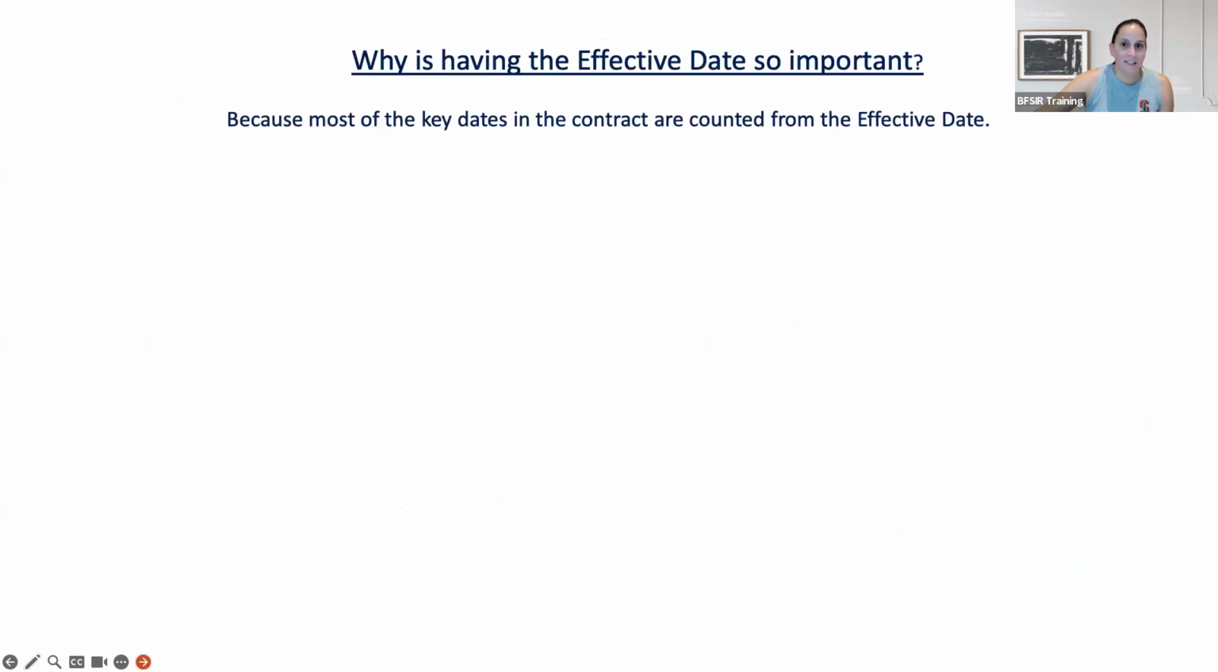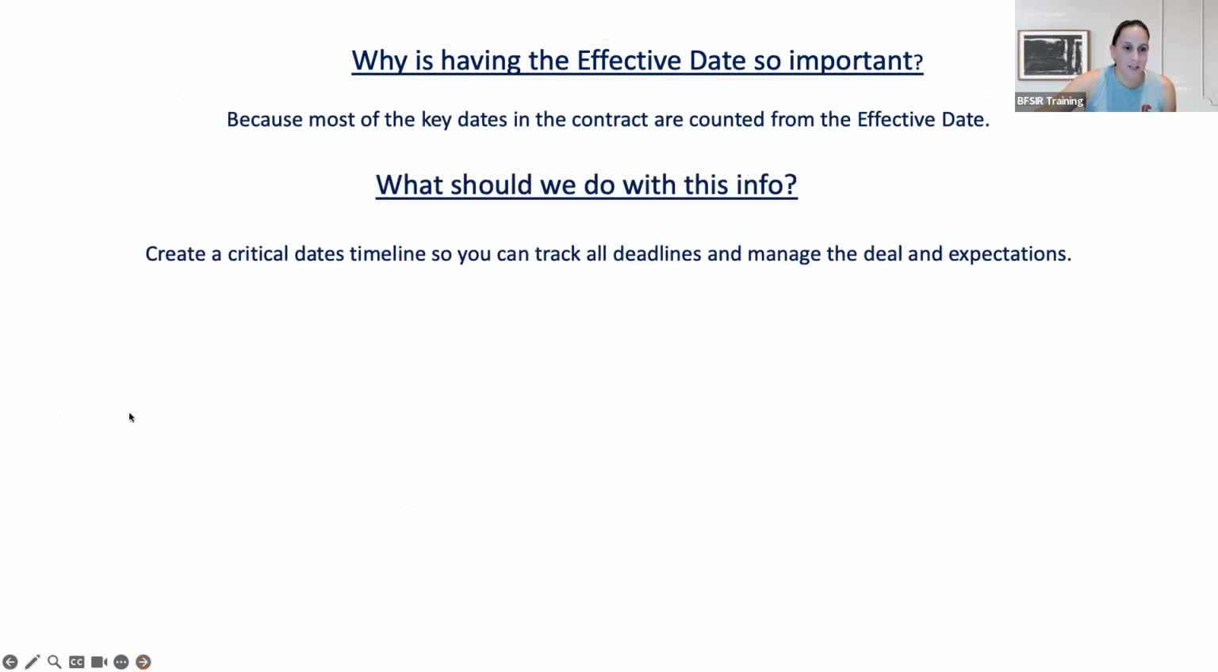Okay, so why is having the effective date important, right? Because most of the key dates in the contract count from there. And what do we do with this information? Create a critical dates timeline so you can track all deadlines and manage the deal and expectations. I always say, like, we're the quarterback of the deal, right? Like we're talking to the lender, we're talking to the buyer, we're talking to the agent on the other side. Like it's our job to keep track of everything.